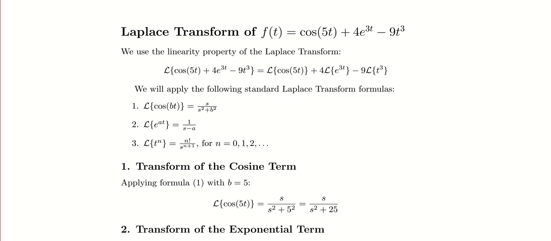So we have the Laplace transform of cosine of 5t plus 4 times the Laplace transform of e^(3t) minus 9 times the Laplace transform of t cubed. And now we can use these formulas to help us solve it.